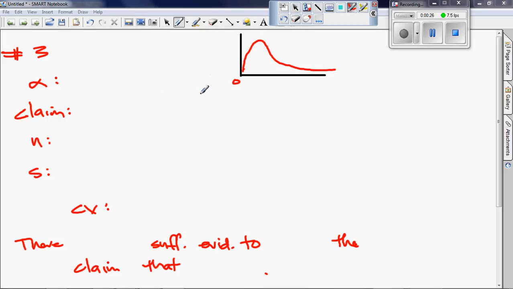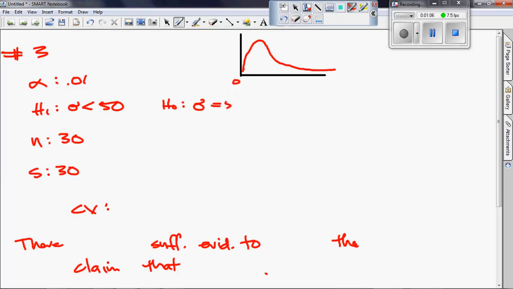For number 3, the alternative hypothesis, we're told that we'll just put it right here. The alternative hypothesis is sigma is less than 50. The significance level is 0.01 and n is 30. S is 30. So this is our alternative hypothesis. That means that the null hypothesis is sigma is equal to 50.